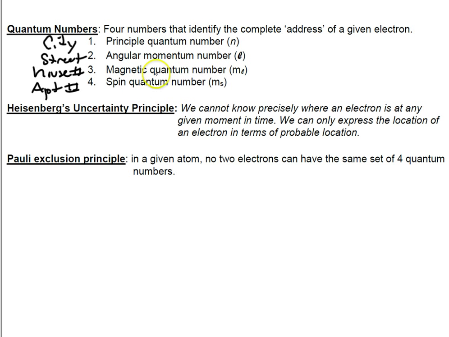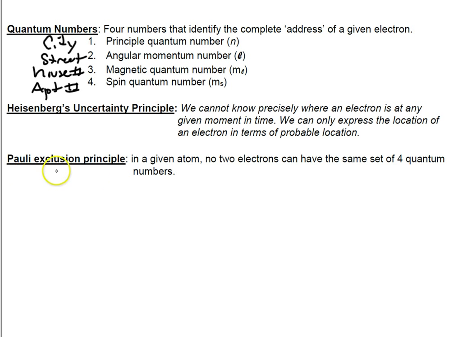address. Now, before I get further into each of these individual quantum numbers, there are a few principles that I want to cover. The first of which would be Heisenberg's uncertainty principle. And this simply states that we cannot know precisely where an electron is at any given moment in time. We can only express the location of an electron in terms of probable location. So again, we're talking about probability. When we talked about orbitals, we learned that they're probability maps where the electron probably would be. Similar here, we're talking about probable locations, or the probable address of your electron.